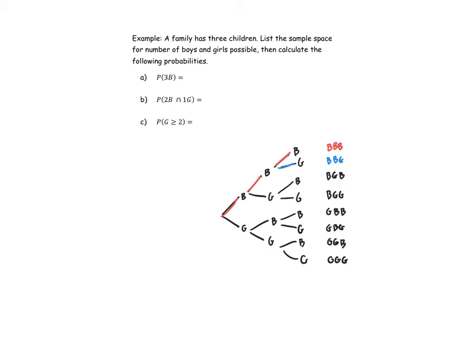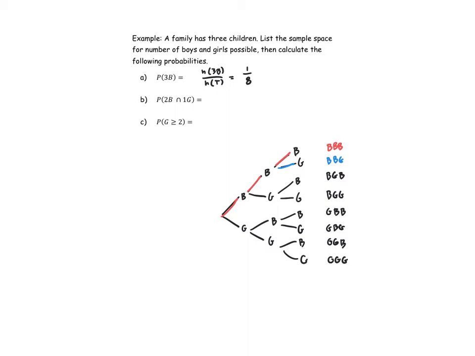So let's answer our question for part A. Probability that there are 3 boys born to this family of 3. Well, the probability of that would be the number of ways that 3 boys could be born over the number of total, which in this case would be 1 out of 8.